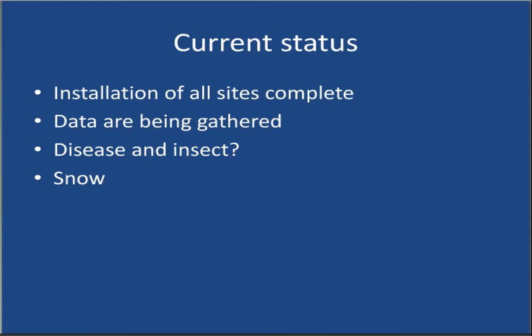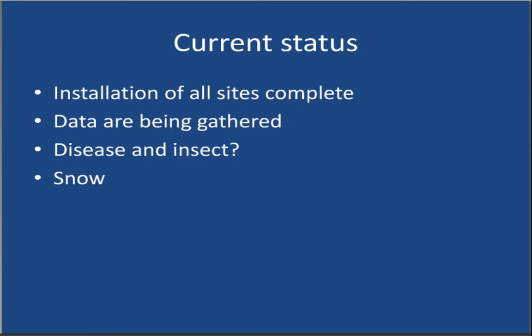A couple interesting things. Disease and insect might be a problem as we go forward, as we continue to stress these trees with the rainfall reduction. At the Georgia site, there was some individual tree mortality that may have been related to rust, and then a secondary insect infestation. So it's something we'll have to keep a close eye on.